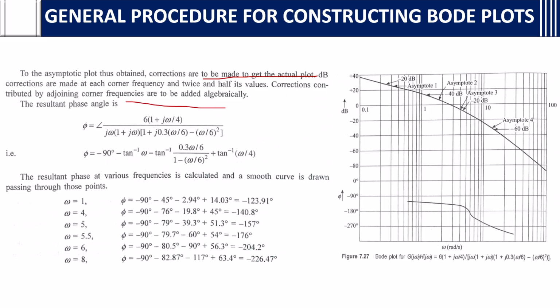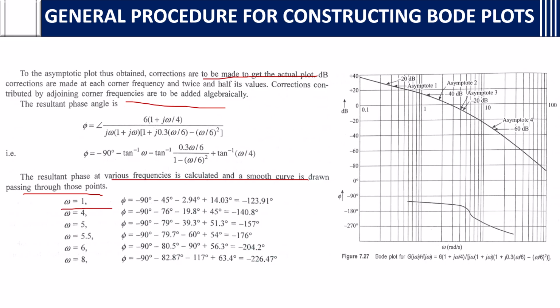We'll see that phi equals the angle of the equation we got. What is the value we need to take? Phi equals minus 90 minus tan inverse omega minus tan inverse of 0.3 omega by 6 by 1 minus omega by 6 whole square, plus tan inverse omega by 4. You should write it in this way. Then the resultant phase at various frequencies is calculated and a smooth curve is drawn passing through these points.